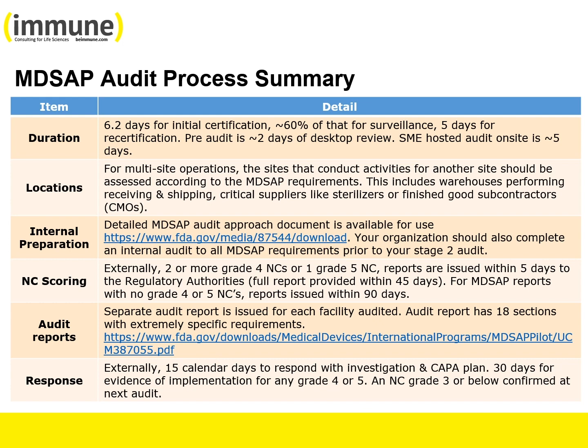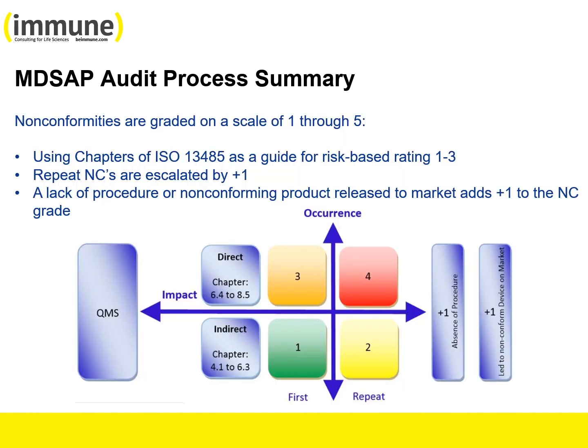It's time to discuss nonconformity grading. Nonconformances are graded on a scale of 1 through 5, using the chapters of ISO 13485 as a guide for risk-based ratings of a 1 through 3. Any repeat nonconformities are escalated by adding 1. A lack of a procedure or nonconforming product released to the market also adds a +1 to the nonconformance grade. Using the scale on this slide, let's go through a few examples.